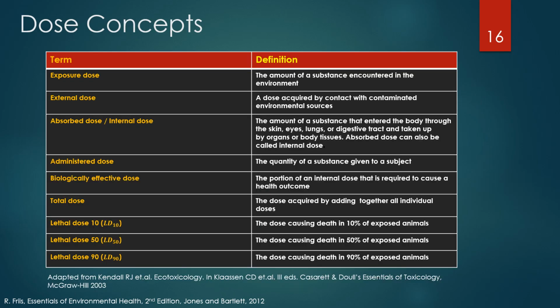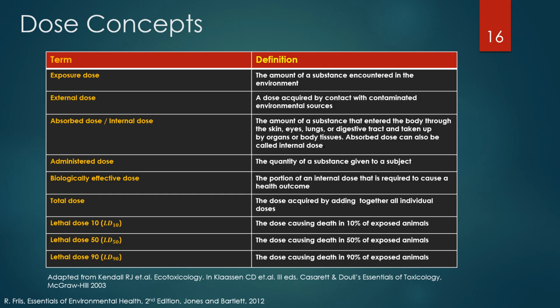The term dose is generally defined as the amount of a substance administered at one time. Yet there are several ways to describe dose in toxicology, including exposure dose, external dose, absorbed dose, internal dose, administered dose, biologically effective dose, total dose, and lethal doses 10, 50, and 90. Exposure dose is the amount of a substance encountered in the environment.